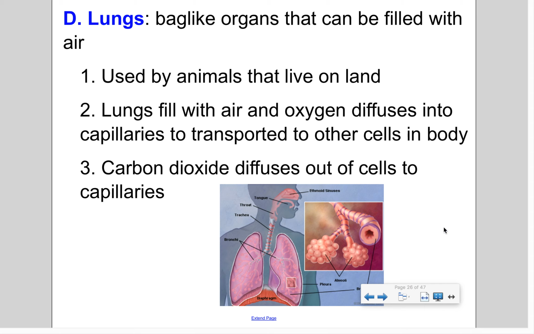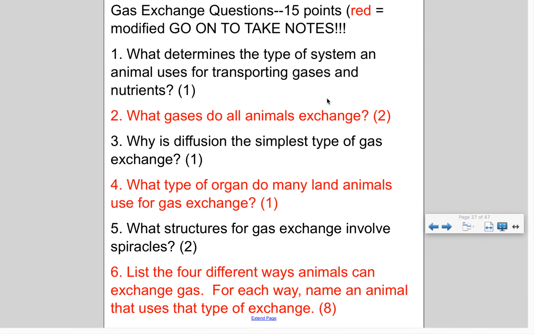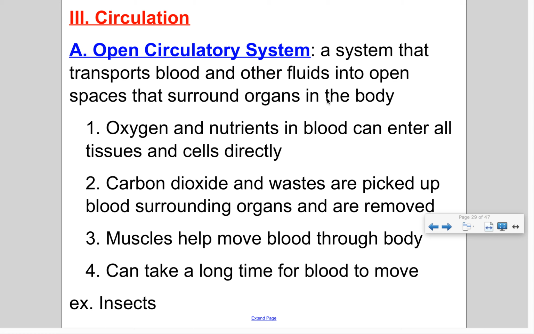Lungs are bag-like organs that can be filled with air, usually used by animals that live on land. Lungs fill, we breathe in, we breathe out, oxygen diffuses into the capillaries, and CO2 diffuses out of the cells and the capillaries. So all of these processes are basically using diffusion to bring oxygen in and release CO2 out.